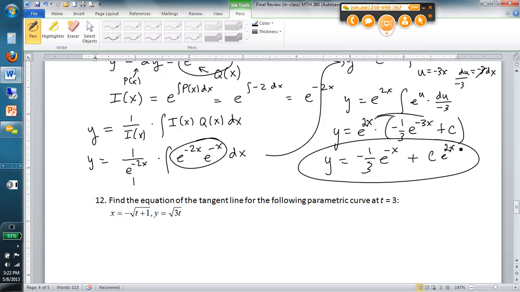No. No. C is just a constant. A lot of times we get c over something and we just change it back to a regular constant. But no, that one doesn't. It's just c.